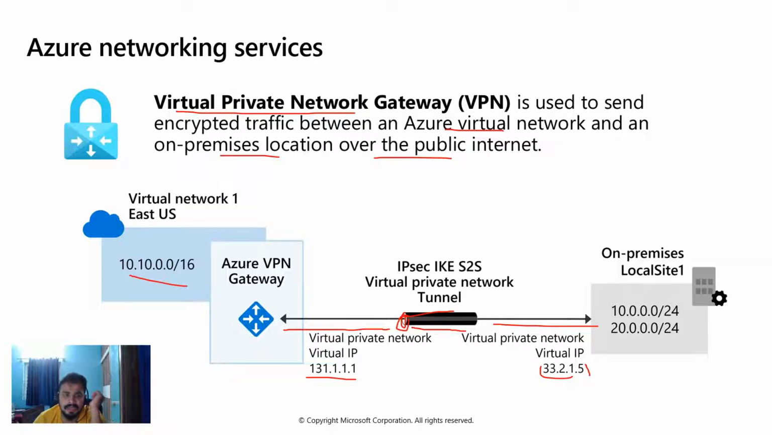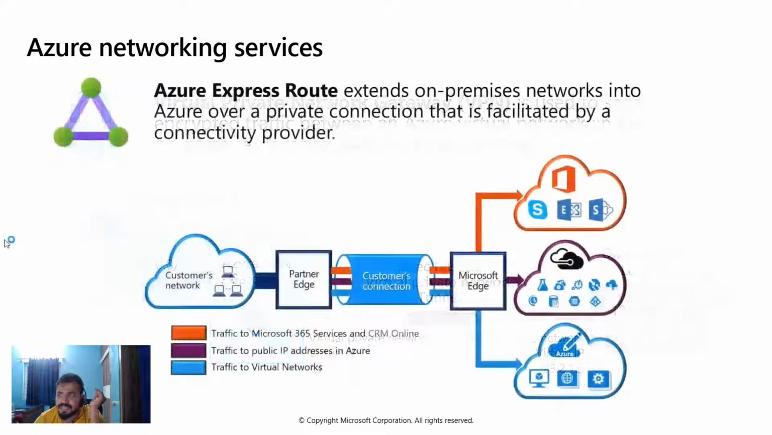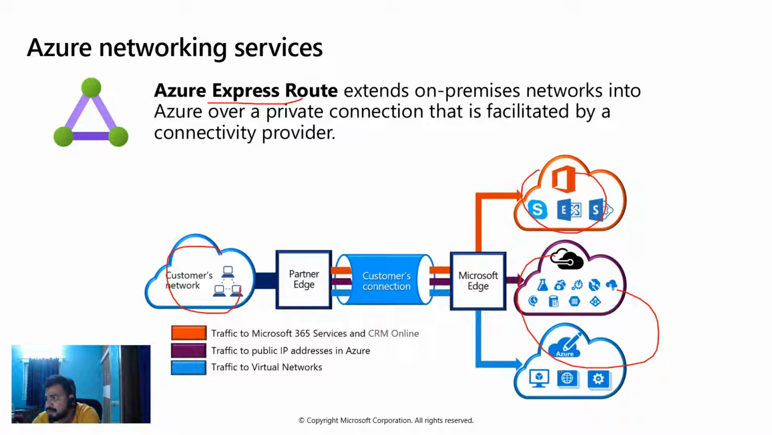And next, the networking service is Azure ExpressRoute. Azure ExpressRoute is used when you want to connect from on premises to Microsoft services. On premises to Microsoft services offerings, then you use ExpressRoute. If you see here, a customer's network is accessing, and here I need to divert one particular traffic to this.